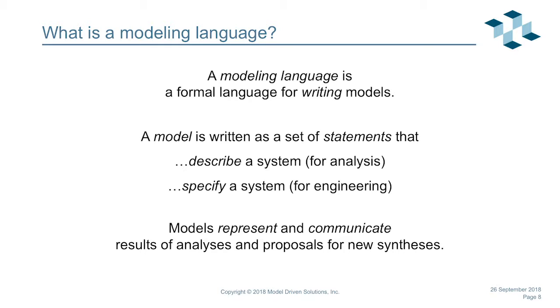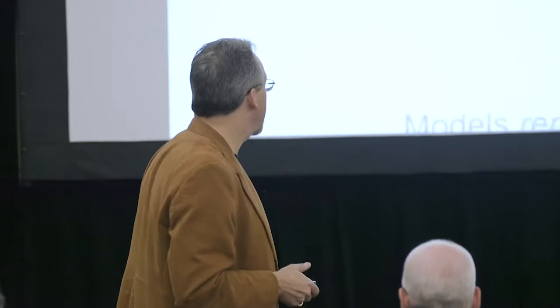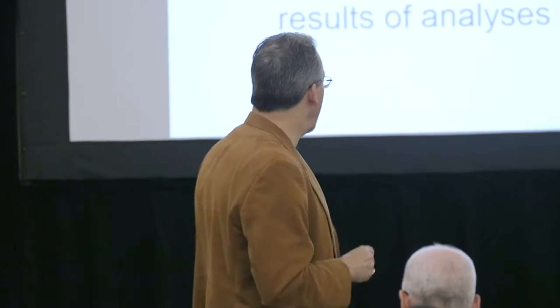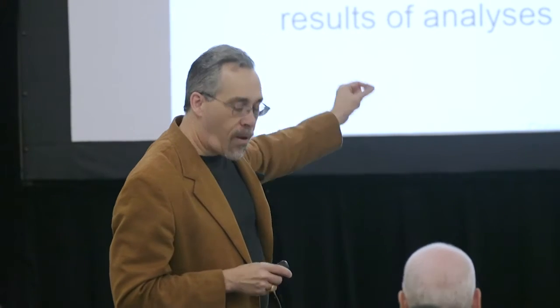When you write in a modeling language, the modeling language provides you with a way to make statements. And the model is a set of statements about the thing being modeled. Those statements can describe the system, or they can be used to specify the system. That's the analysis approach and the engineering or synthesis approach to using models. So they can represent and communicate for analysis and for synthesis.